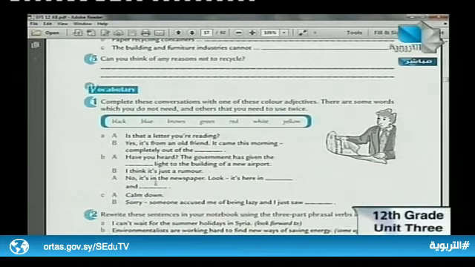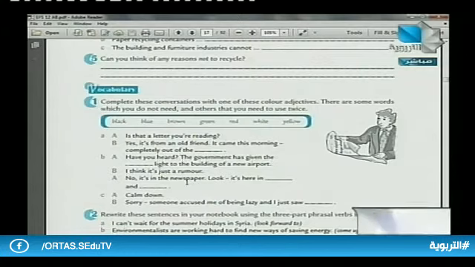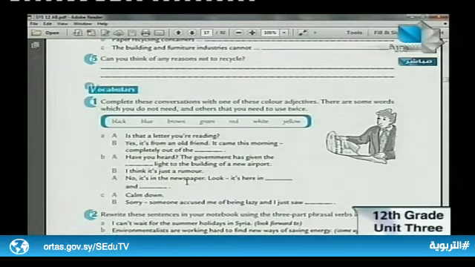No, it's in the newspaper. Look, it's here in black and white. Not in white and black. You should say in black and white, not in white and black. It is wrong to say that. It is different, a different meaning. Yes, of course.